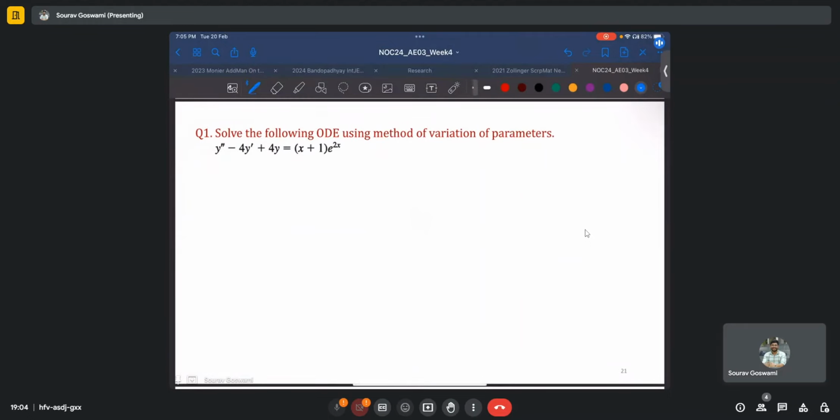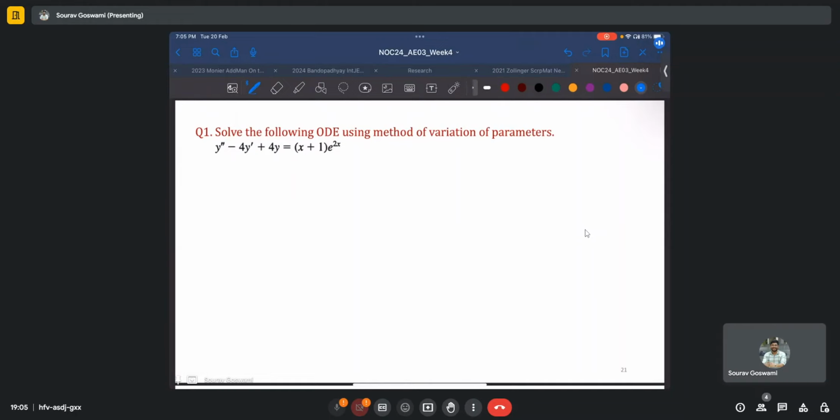Welcome back. Let us resume and look at some problems. So first, we'll solve a couple of ODEs using the method of variation of parameters. And here is one that is given to us. y double prime minus 4y prime plus 4y equals (x plus 1) e power 2x.